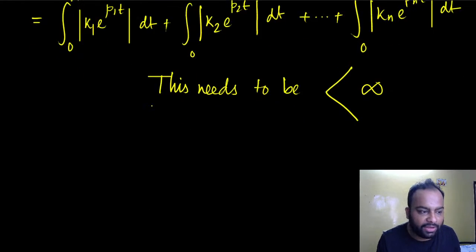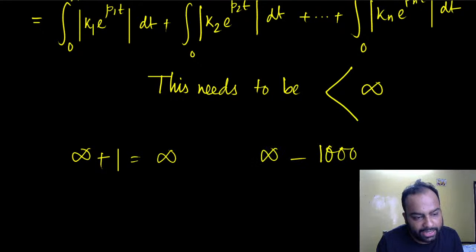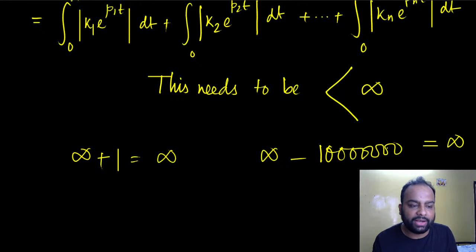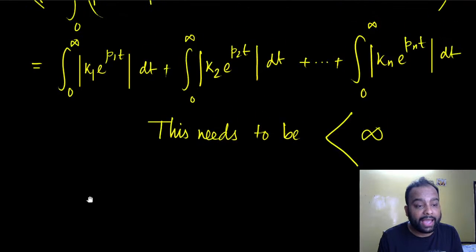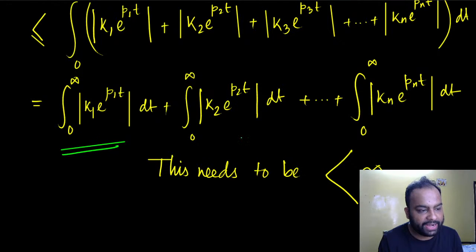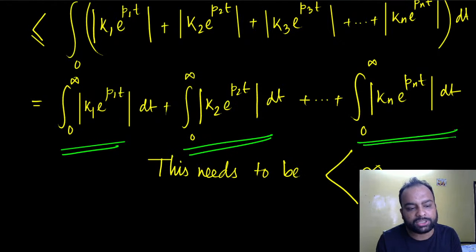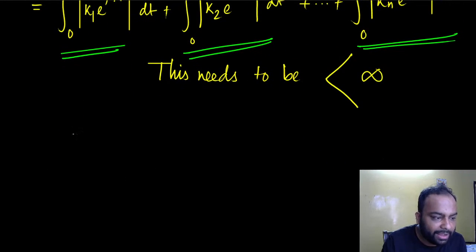Now you know the nature of infinity. Infinity plus 1 is infinity, right? Infinity minus, say, something like this is still infinity, right? So you can add any finite number to infinity, you can subtract any finite number from infinity, it still remains infinity. So in order for this to be less than infinity, every single part of this will have to be less than infinity, right? So every single part of this will have to be finite. So this has to be individually finite, all the individual constituent parts will have to be finite.